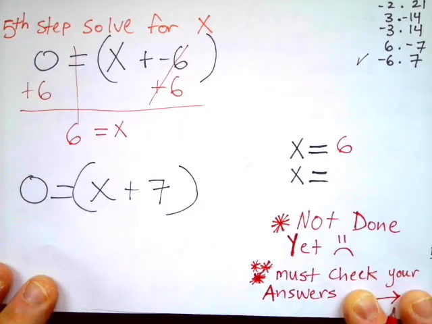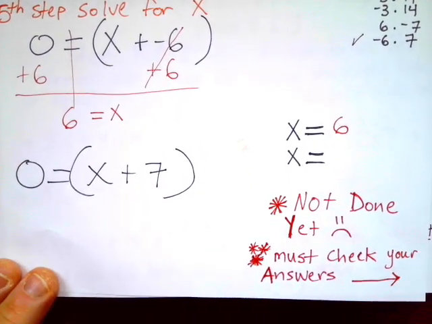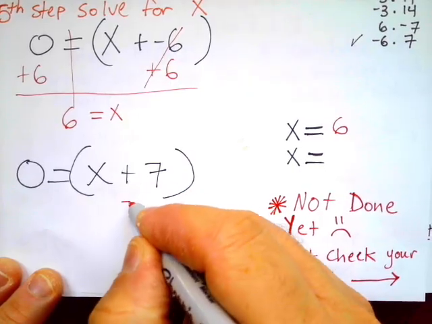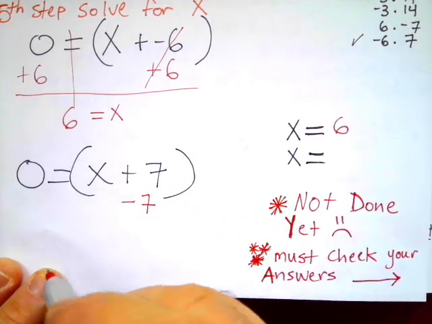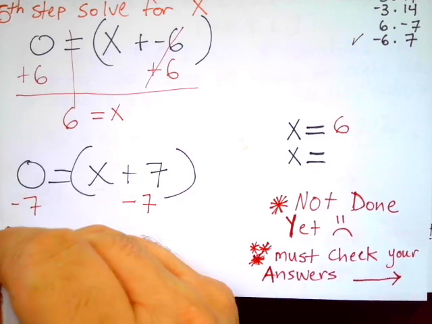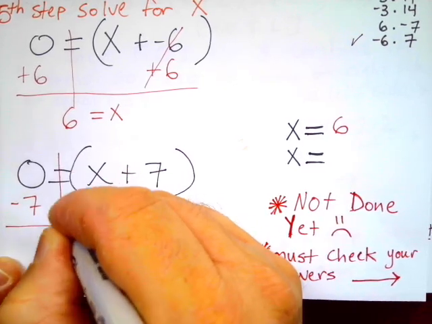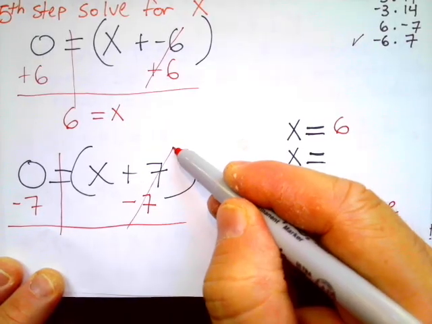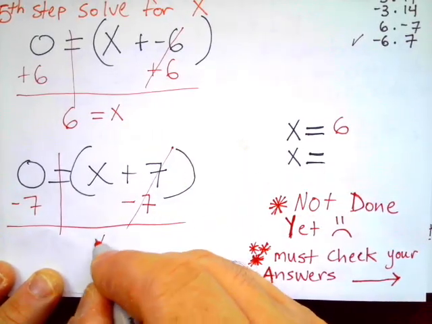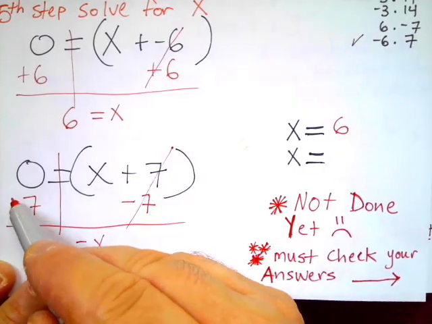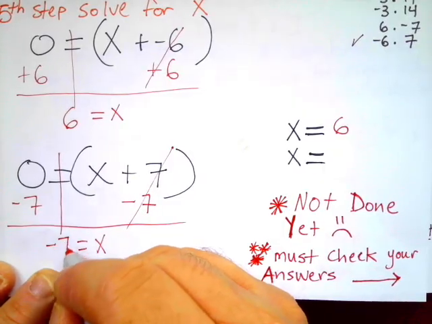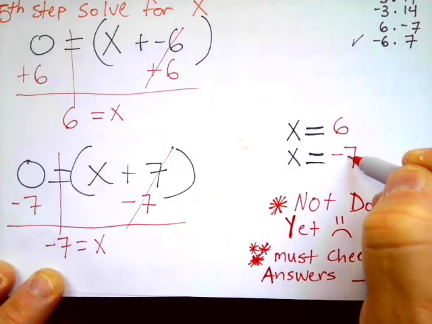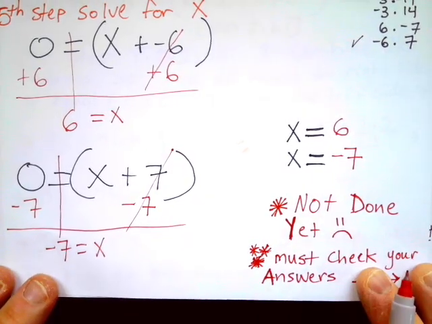All right. I'm going to do the same thing for this equation here. I want to get x by itself. I do the opposite or the inverse. I subtract 7. Got to do that to both sides of the equal sign. 7 plus a negative 7 cancels. I'm left with x equals 0 plus a negative 7, which is negative 7. So these are the two solutions or values for x.